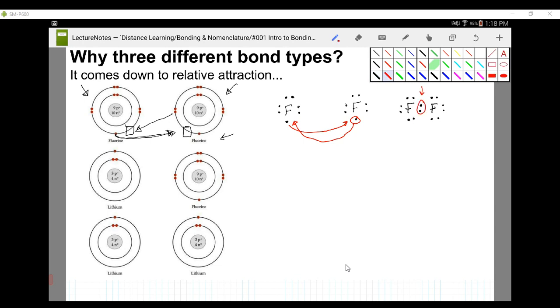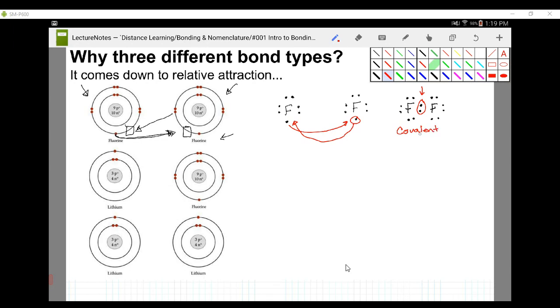And they're going to be stuck in this tug of war, where they're attracted to the left, they're attracted to the right, almost equally as strongly, which means that neither one is going to lose it, neither one's going to gain it. They're going to be fighting over them in this mutual attraction. And this is called a covalent bond.